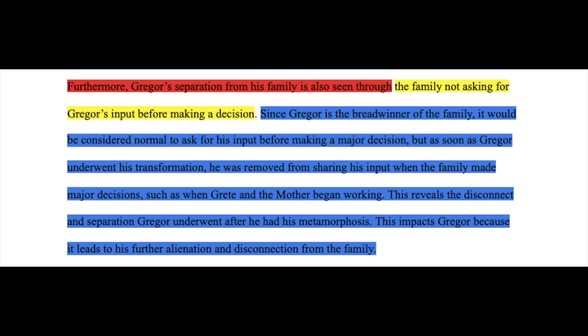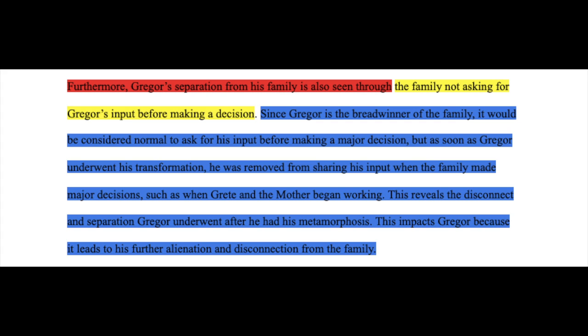And then the same thing for the second piece of textual evidence. You started off with a transition. So furthermore, Gregor's separation from his family is also seen through. That's our transition between our two pieces of textual evidence that's highlighted in red. And then right after it, highlighted in yellow, is the piece of textual evidence that, again, we'll be deconstructing.